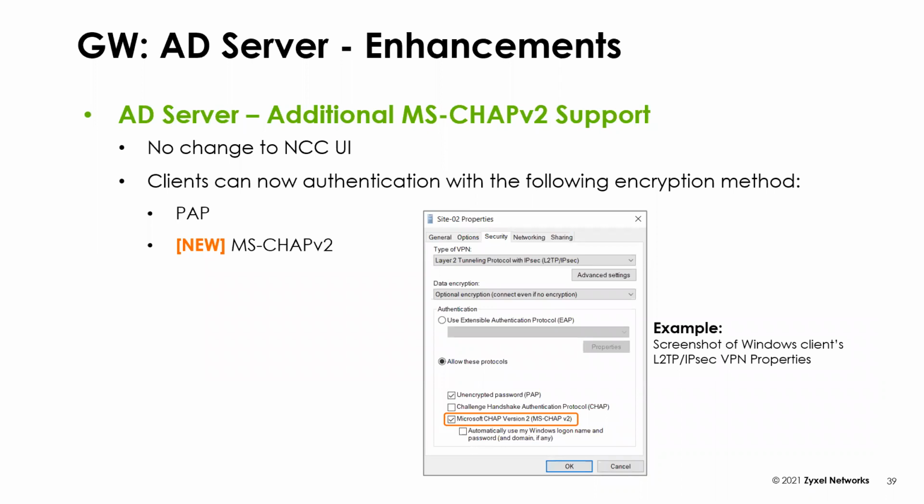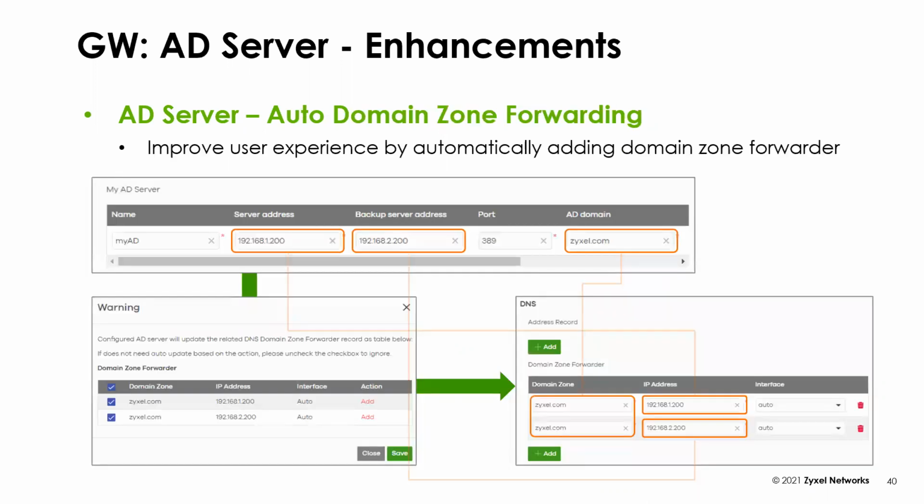We've made some enhancements also to the Active Directory server. We now support MS-CHAP v2. So when you are setting up a client in Windows to connect to the Active Directory, you can now use MS-CHAP v2. We have set up the ability to do automatic domain zone forwarding.